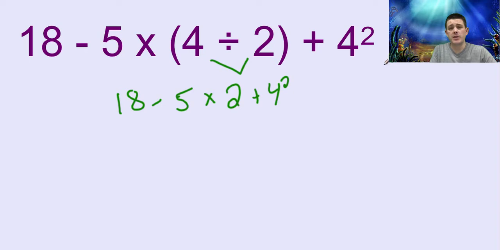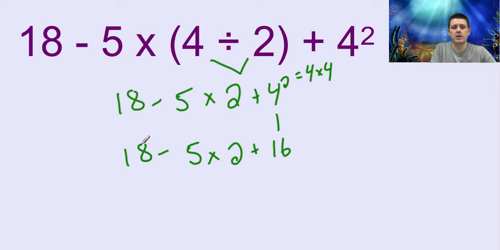So we've done parentheses. Now we look for exponents. In this case, I do have some exponents. I kind of like to talk to myself and tell myself, okay, 4 to the second power really just means 2 4s are being multiplied together. So 4 to the second power is 16. Rewrite the rest of it.